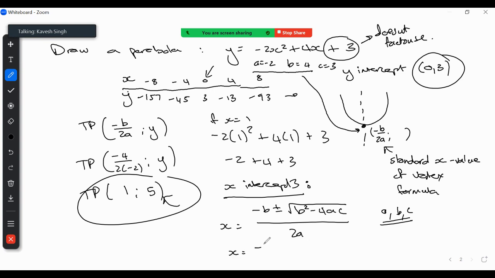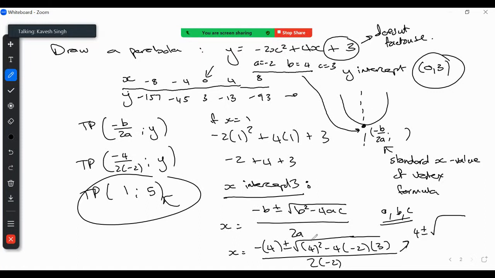If we have to do this manually, it's going to be negative 4 plus or minus the square root of b squared, which is 4 squared, minus 4 times a, which is negative 2, times c, which is 3, all divided by 2 times negative 2. I'm going to simplify this now. It's 4 plus or minus the square root of 16 plus 24, that's 40, over negative 4. All right, and that's going to be my two x values.